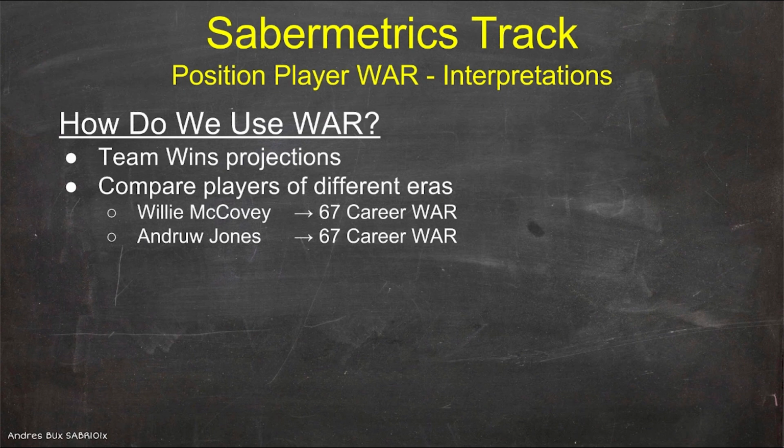Willie McCovey was a power hitter, a first baseman, and Andruw Jones was a center fielder, and added real value because of his defense and his ability to play center field. Willie McCovey was a first baseman, so he got dinged on some of the positional adjustments we do with WAR, but he was a power hitter and generated lots of value through his bat.